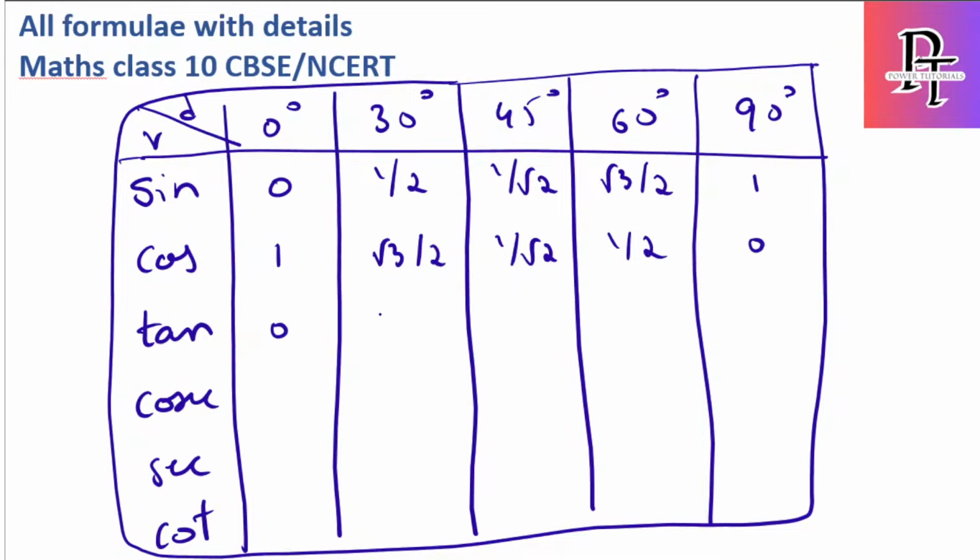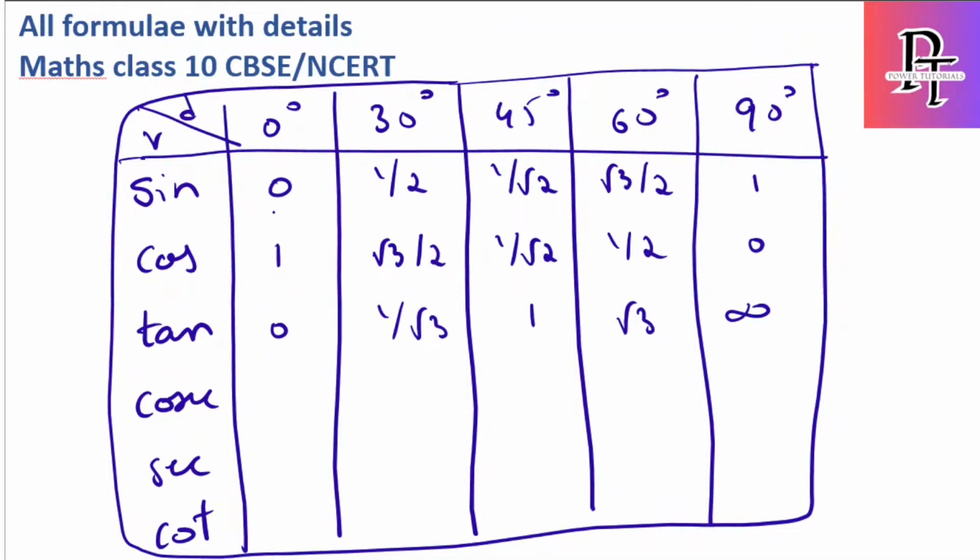Okay, so tan angles are easy. It is 0, 1 by root 3, 1, root 3, and infinite. If you remember the top 3, the bottom 3 can be written easily. Why? Because the bottom 3 are nothing but the inverse of the top 3.